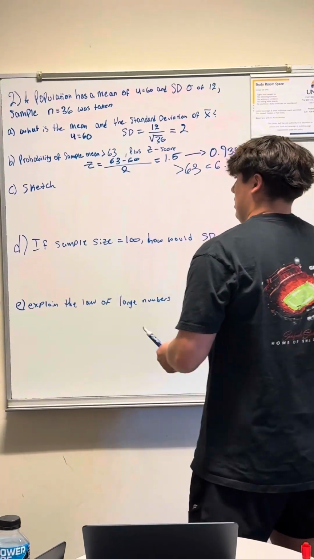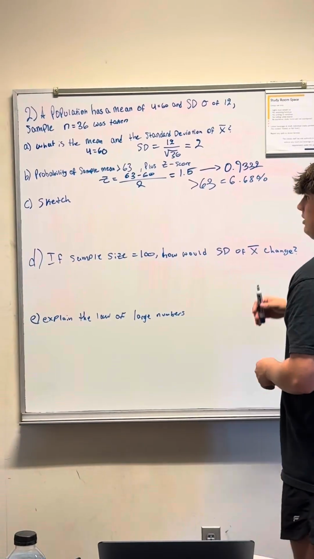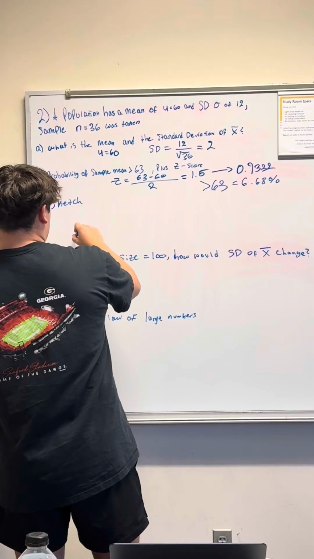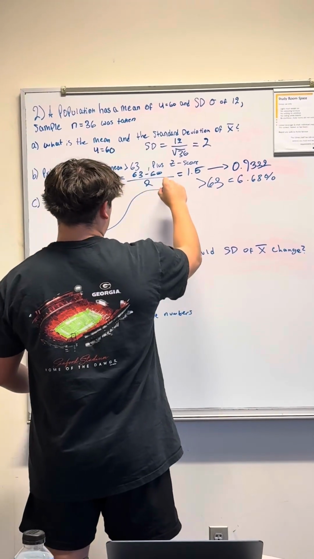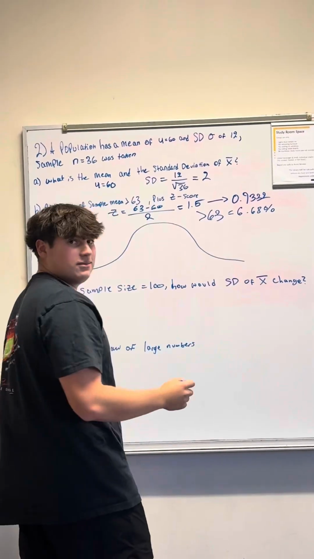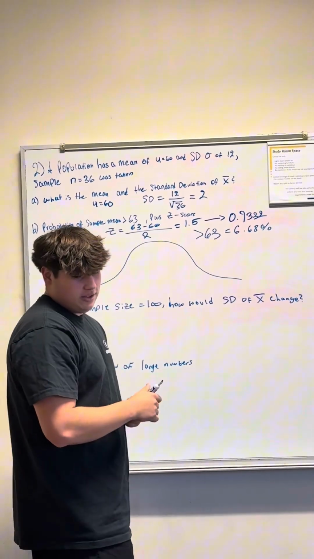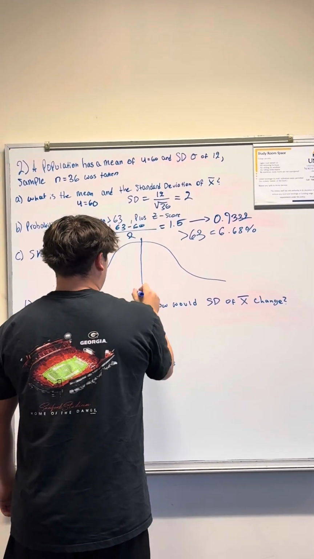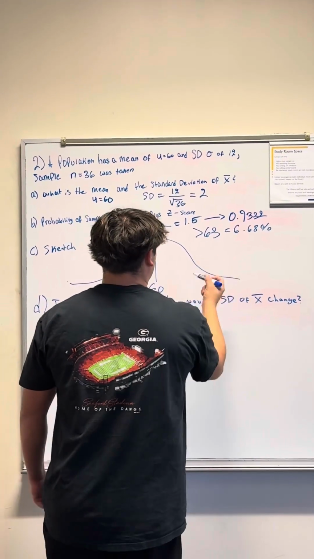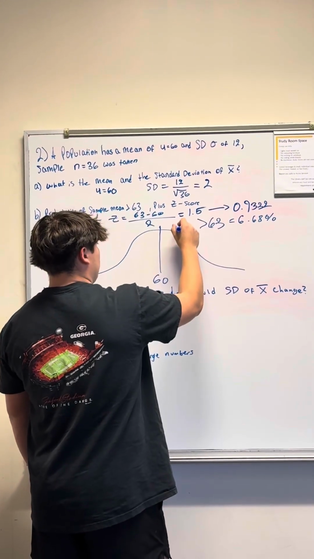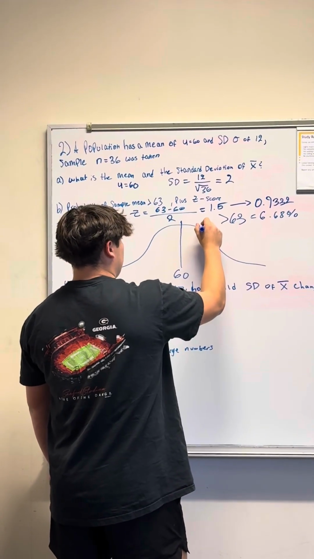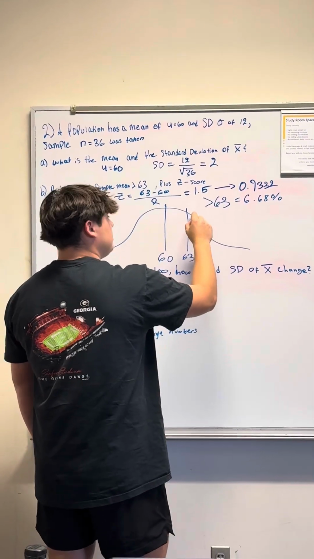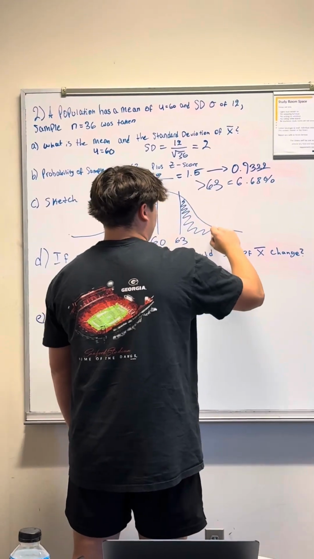All right, so then problem C is asking us to sketch the curve. So we're going to draw a little bell curve right here. I'm not very good with these, so bear with me. And then we're going to draw our line right here, and this is going to be our baseline, which is 60. Then we go the other way, to 63, which is right here. Basically, what we're going to take is this whole entire section on the right.